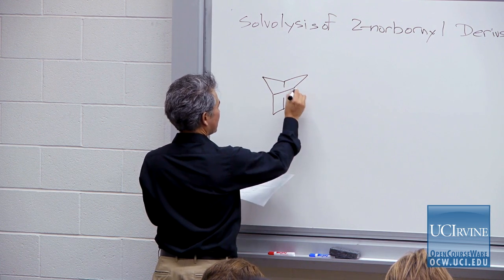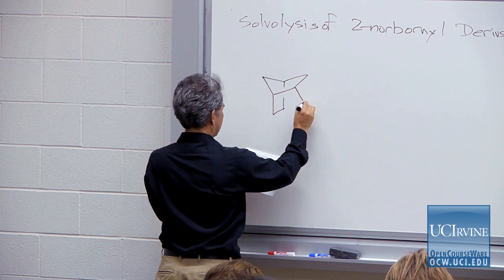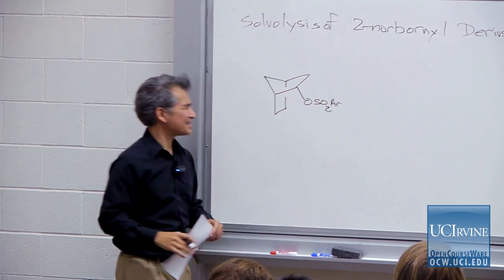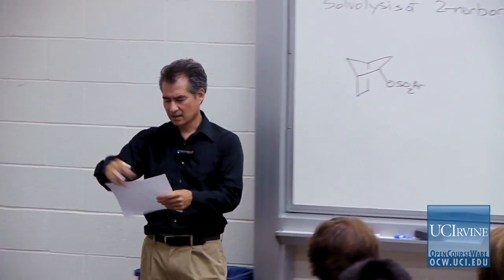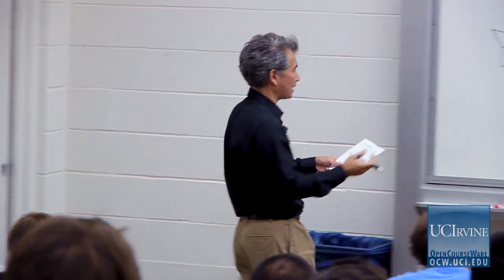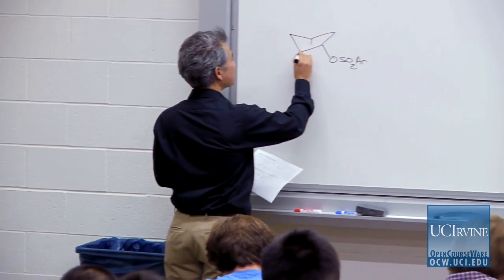In one of these, I'm going to have the leaving group sticking down here. And in this particular study, it was a sulfonate. It wasn't a tosylate, where this is toluene. It was some sort of bromobenzene sulfonate, if I remember correctly. So they compared two different isomers.